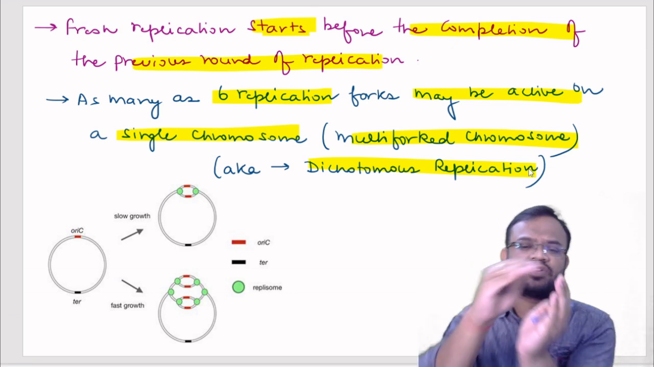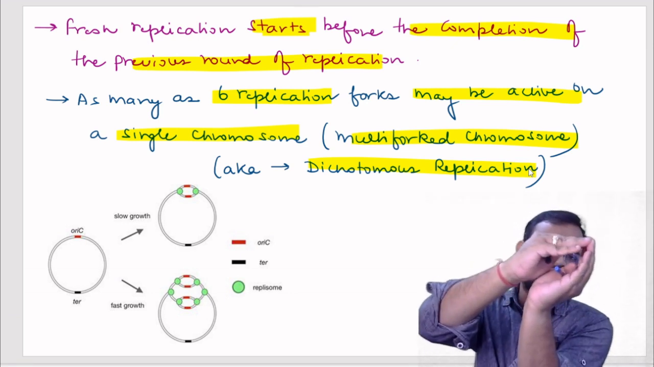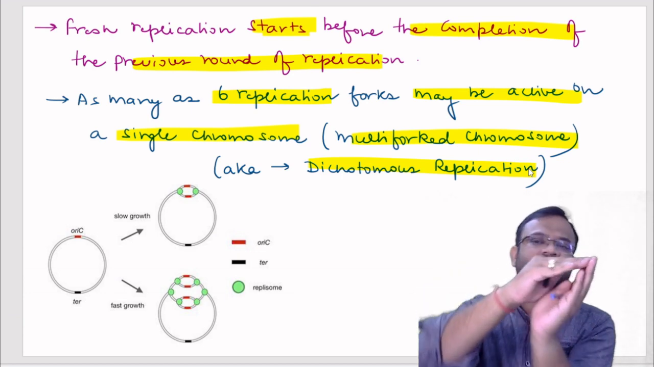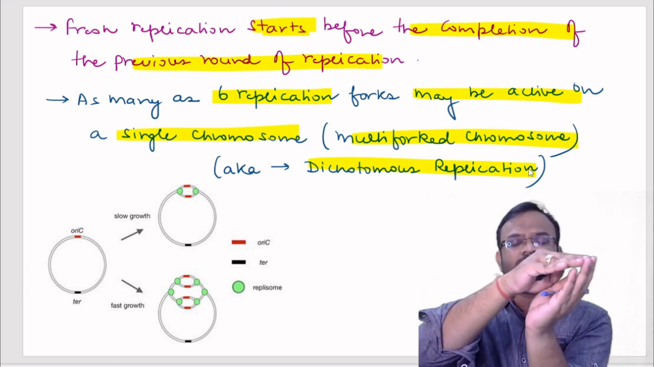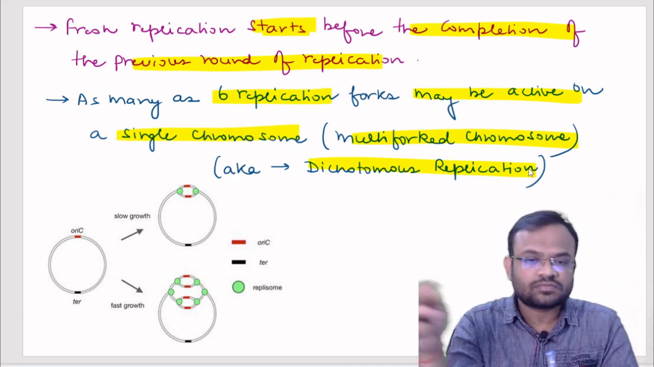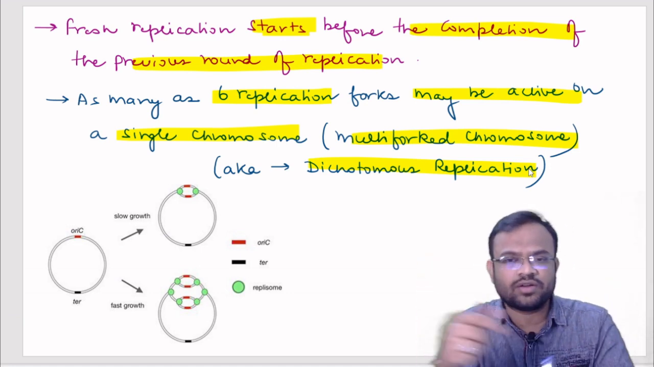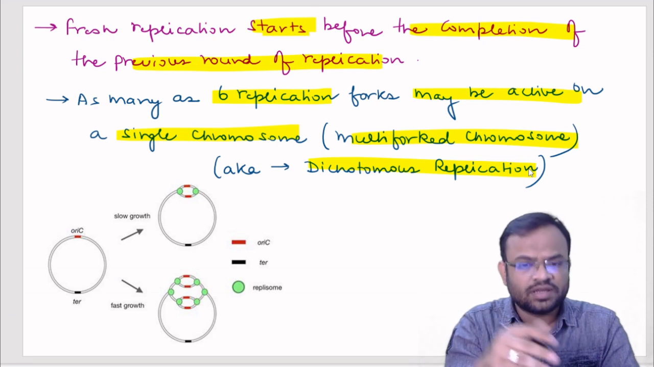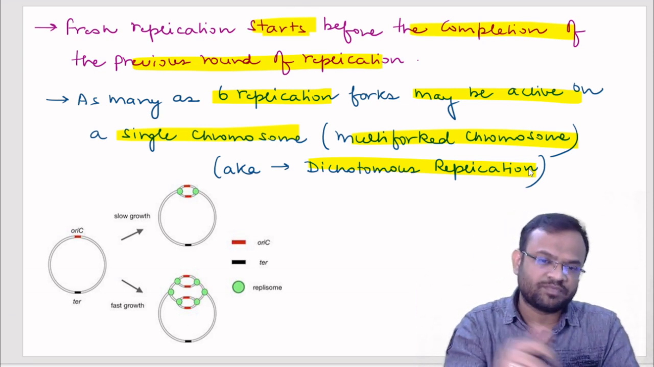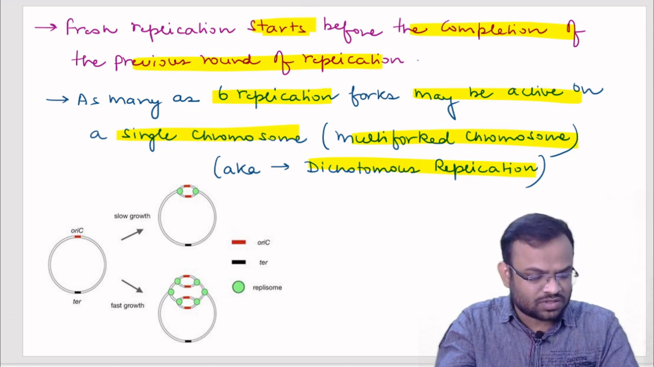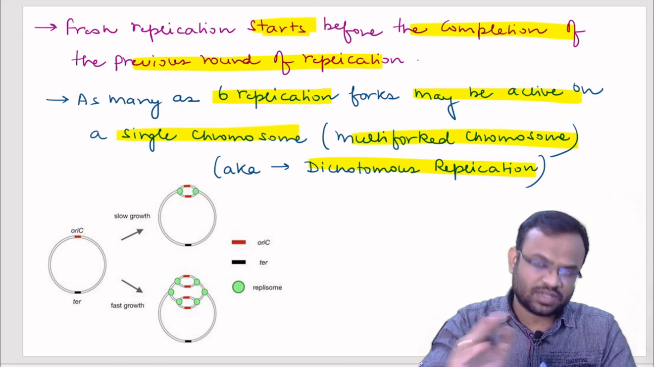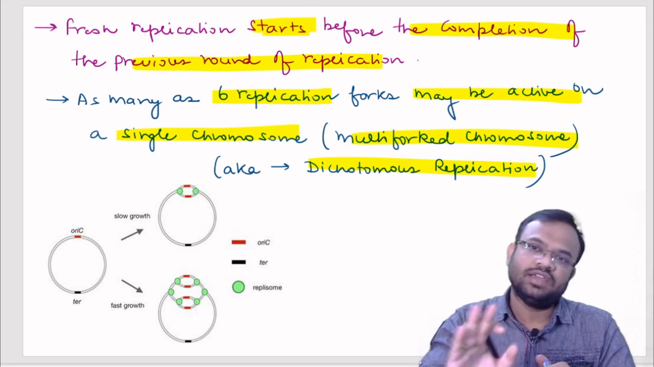What was the replication fork? It was the region that was present like this. It was the region where there was an open complex. So these open complex regions can be multiple, almost 6, in a prokaryotic genome which is getting replicated. This type of replication is also called dichotomous replication. Okay, so I believe this would have cleared your doubts about DNA replication initiation, and we have completed the replication initiation process.